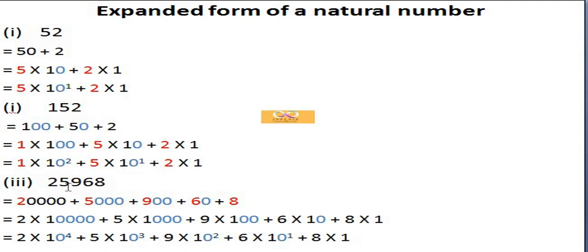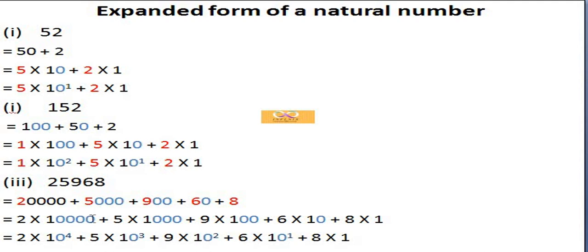Next number I have 25,968. So I will expand this to 20,000 plus 5,000 plus 900 plus 60 plus 8. So this 20,000 can be written as 2 multiplied by 10,000, 5,000 can be written as 5 multiplied by 1,000, 900 can be written as 9 multiplied by 100, 60 can be written as 6 multiplied by 10, and 8 can be written as 8 multiplied by 1. When you add this all, you will get the number 25,968.